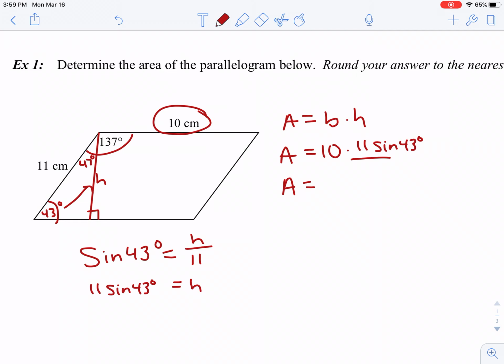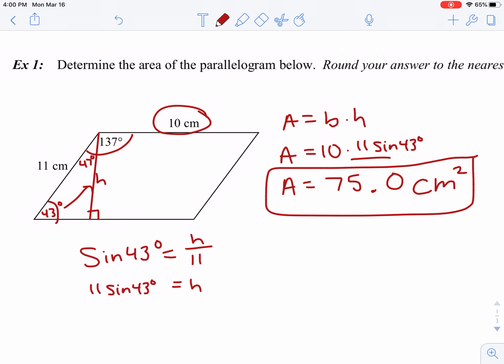So when I type that into my calculator, which is buried in my bag here, making sure my mode is in degrees, 10 times 11 sine of 43, that gives me 75.019, which I can round to 75.0, and I need to make sure I have a unit, it's area, so I should have centimeters squared.